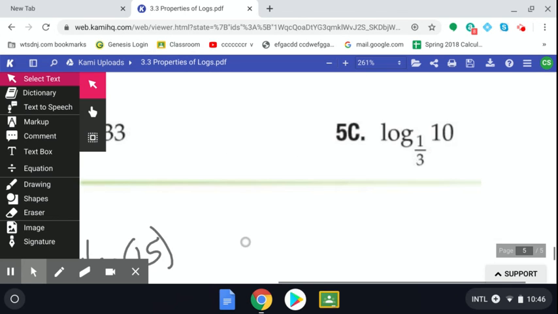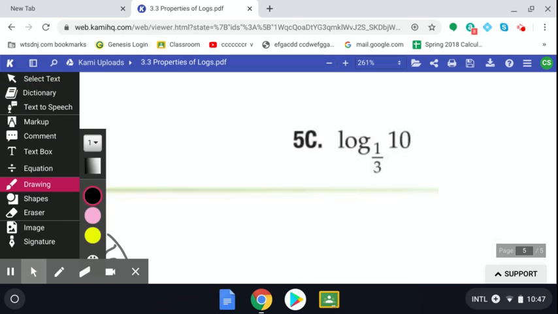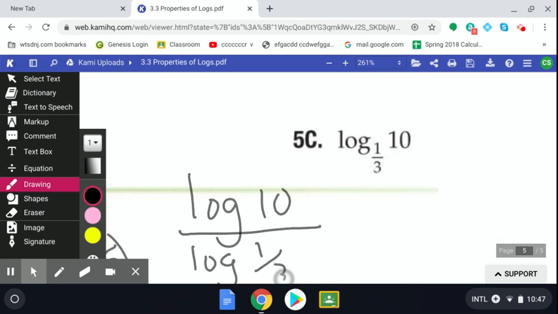All right. And then the third one, you can apply the same process, just use the fraction, that's fine. So here we have log base 10, log 10, which is just going to be 1, divided by log 1/3. And when you do that, you get negative 2.096.